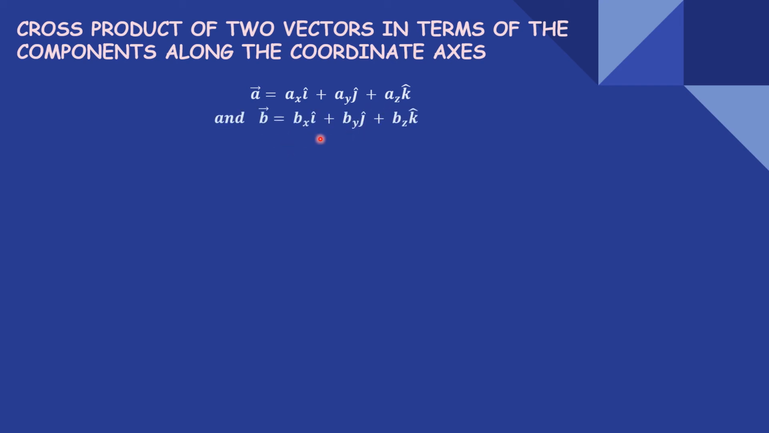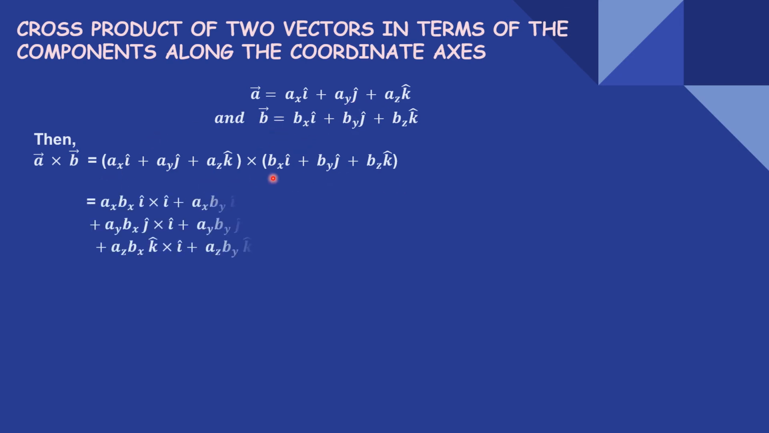for vector B is equal to the components bx, by, and bz with the unit vectors i, j, and k. Then we can write vector A cross vector B is equal to this type of equation, the multiplication between both of the two brackets. And as we take the simple multiplication rules between two brackets, we derive this type of equation: ax bx i cross i, ay by j cross j, ax by i cross j, ax bz i cross k, and the same in this order.